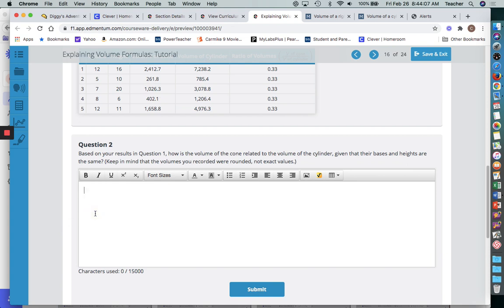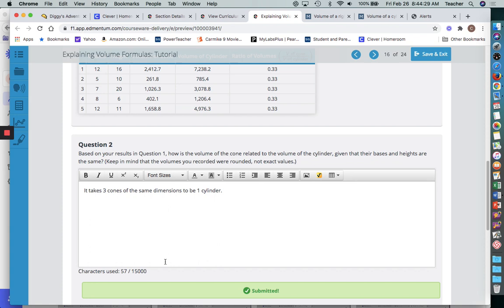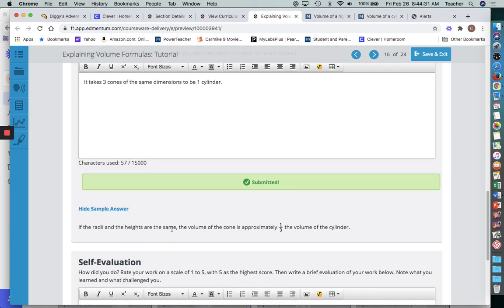Okay, here's what you need to know. It takes 3 cones of the same dimensions to be one cylinder. That's why when you divide them, you always get 1/3, because it takes 3 of them. All right, the ratio is the same. That's what I mean by dimensions. The volume is 1/3. All right, there you go.